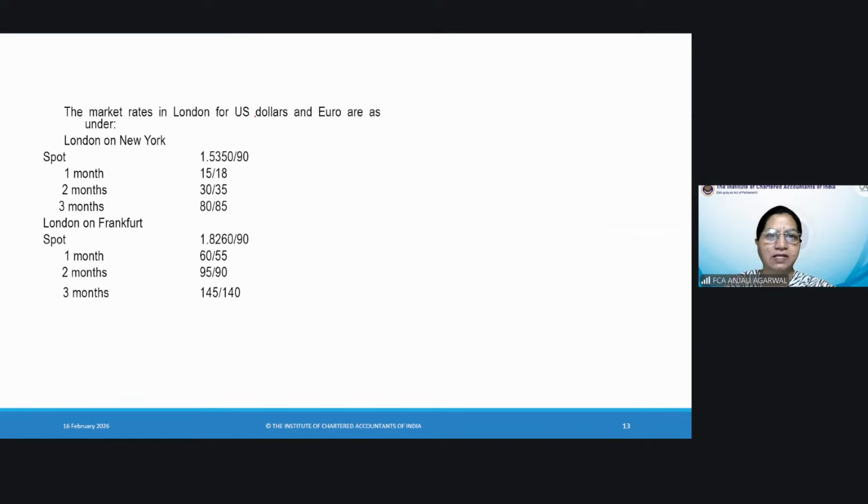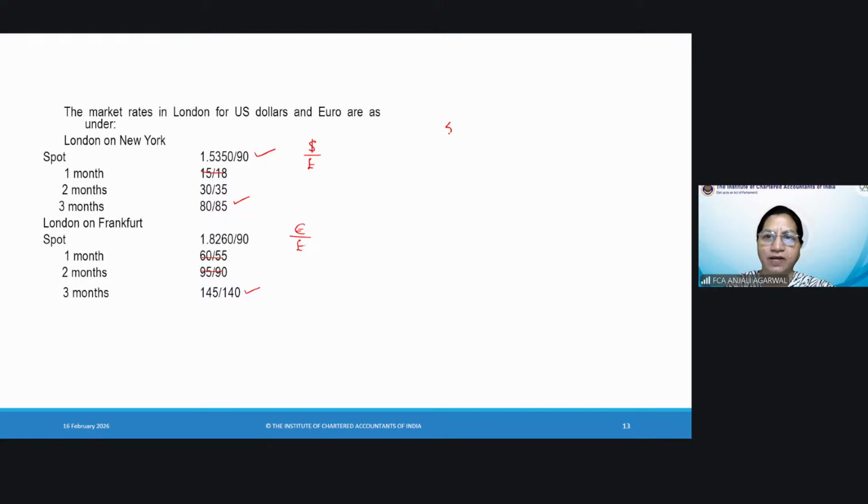Now here the market rates in London for dollars and euro are as under. London on New York: spot, 1 month, 2 months, 3 months. So 1 month and 2 months are not relevant for us. We are interested in spot and 3 months. Similarly, London on Frankfurt: spot, and then after 3 months. So this is dollar on pound, and this is euro on pound.